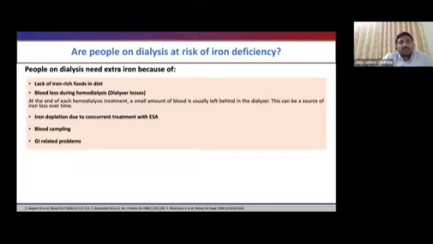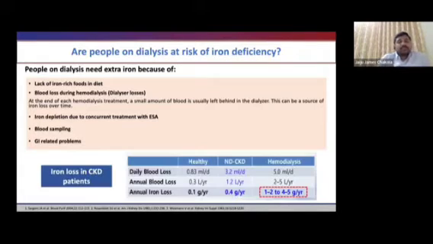And the uremic milieu per se will damage the absorption of iron from the intestine. So how much iron is lost in CKD patients? In a healthy individual, daily blood loss is around 0.83 ml per day, in a non-dialysis CKD patient it is 3.2 ml per day, and in a hemodialysis patient it is 5 ml per day. On an annual basis, the loss in a healthy individual will be 0.1 gram per year, whereas in a patient who is undergoing dialysis, 1.2 to 4.5 grams of iron is lost every year.